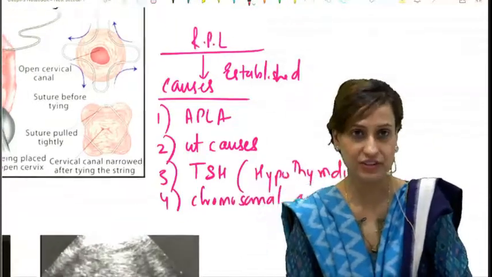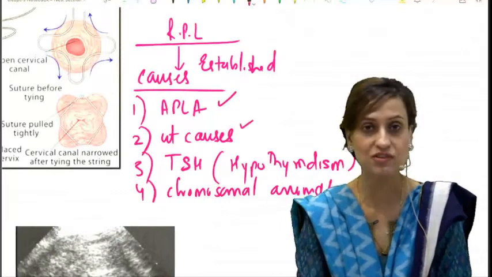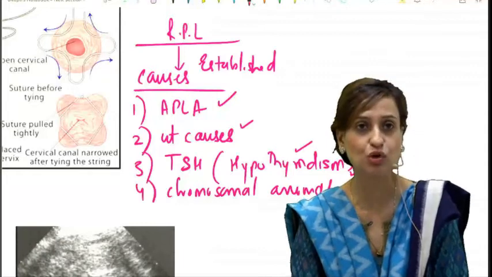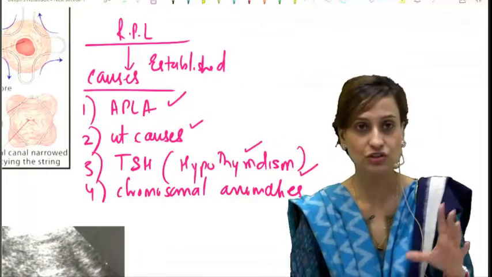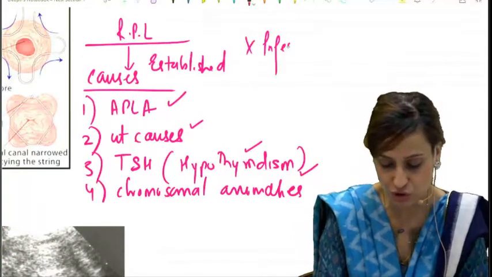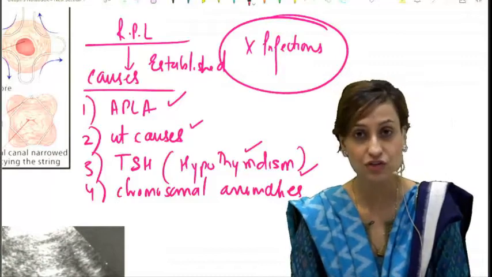The leading cause is APLA amongst the established causes, then comes uterine causes, then comes thyroid dysfunction, and then comes chromosomal. Right? So this is what you're going to investigate the woman for. Remember, infections do not cause RPL. That's the general take-home message. Infections do not cause RPL.